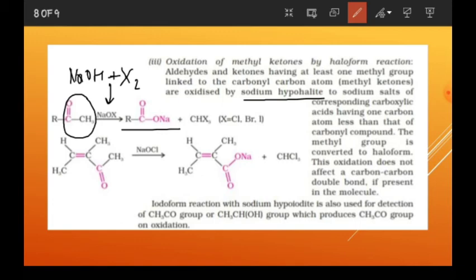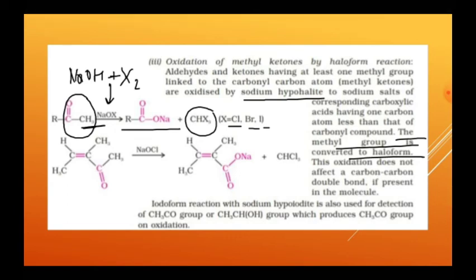Now what is formed? The sodium salt of the corresponding carboxylic acid, and this CH3, see it is written, the methyl group is converted into haloform. CHX3 is known as haloform. If it is Cl, then it will be CHCl3, which is known as chloroform. If it is Br, it will be bromoform. If it is I, it will be iodoform. So this was the first point of this reaction.